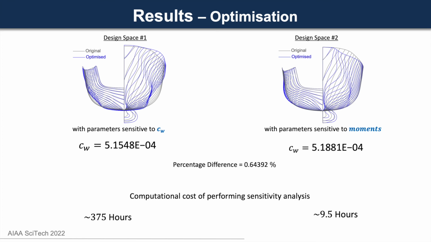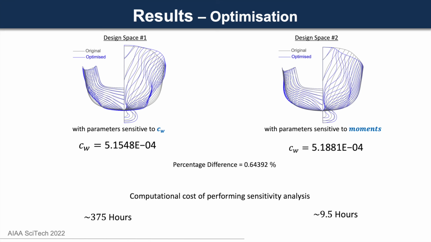But the critical thing to know here is the computational cost. The computational cost of performing the sensitivity analysis with respect to the wave resistance coefficient in the traditional way took us about 375 hours, whereas when we perform the same pipeline with respect to the moment, it took us only 9.5 hours. That's a huge difference in computational cost, and we're still able to achieve the same results in terms of our performance criterion.